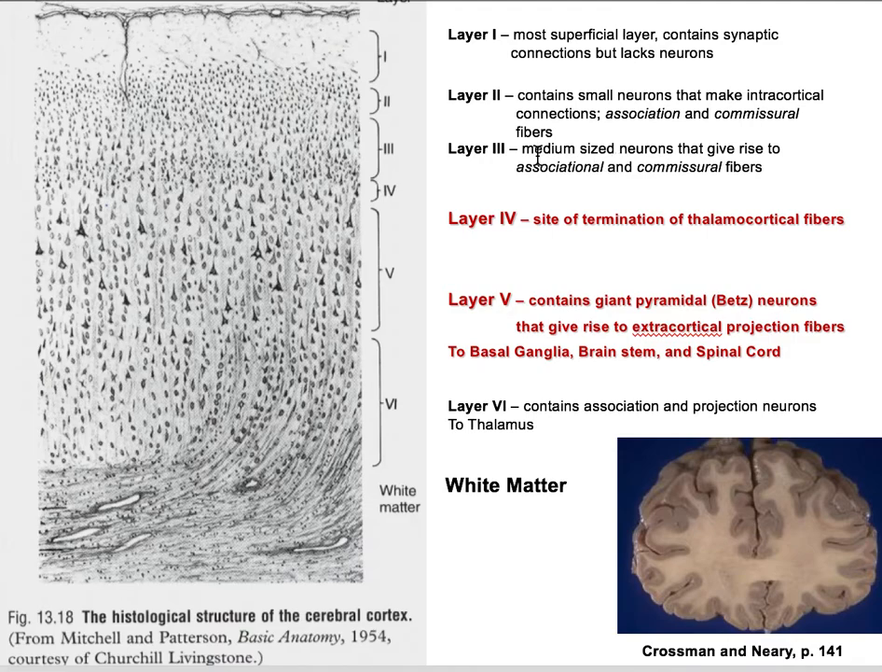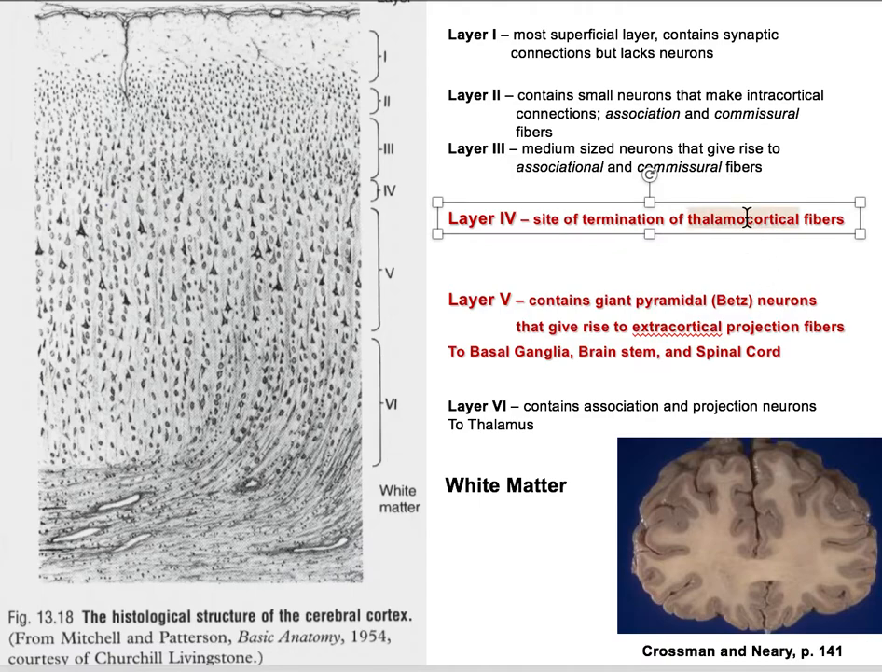Likewise, in layer 3, we also have associational and commissural fibers, but these contain slightly bigger neurons, these medium-sized neurons. Layer 4, highlighted for you here, is basically the site of termination of thalamocortical fibers.